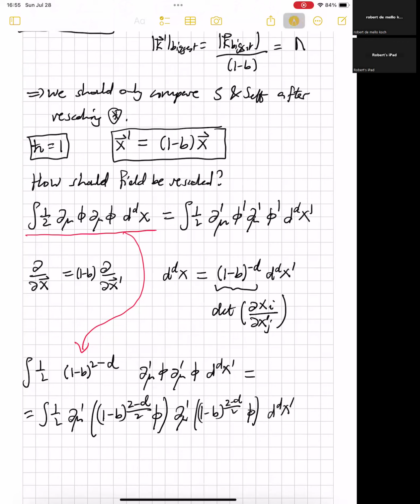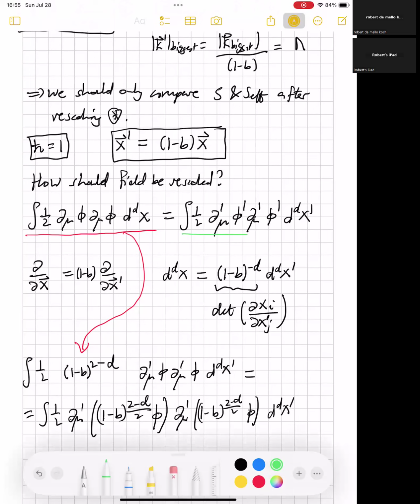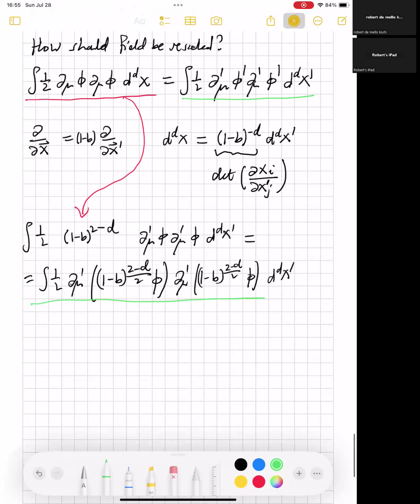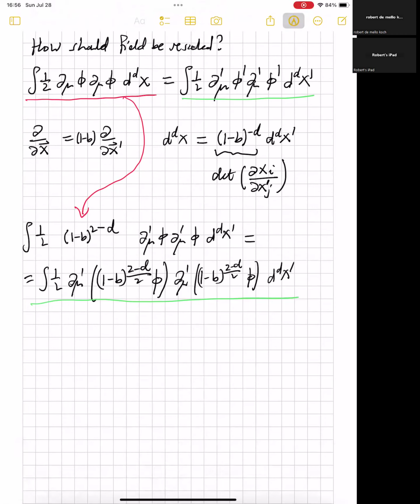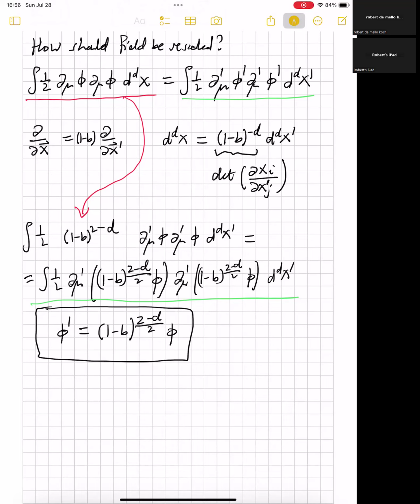And now comparing this expression that we want to this expression that we've got, everything matches. The derivatives are with respect to x prime, we're integrating dx prime. So we can now identify phi primed with 1 minus b to the 2 minus d over 2 phi. Great. So that's how the field must be scaled.